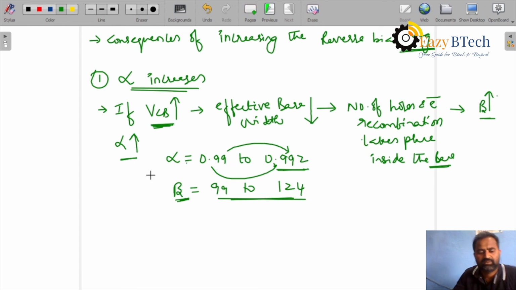Okay, students. In today's lecture, we discussed avalanche multiplication and the breakdown mechanisms that we have studied.